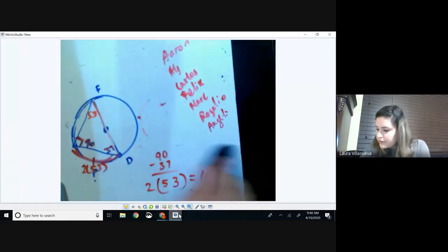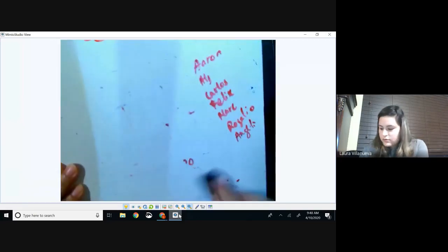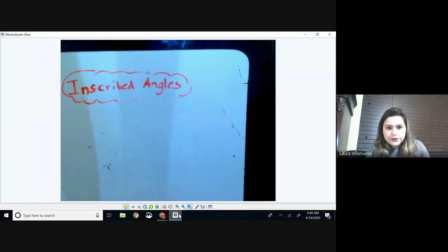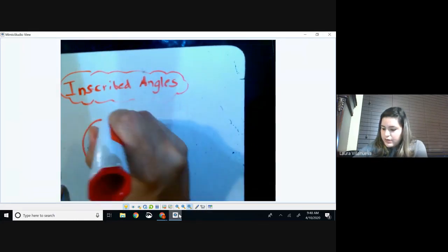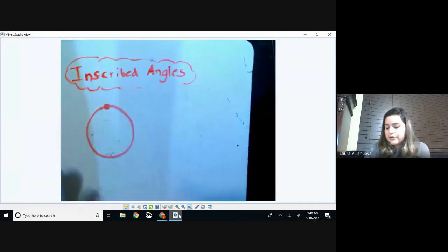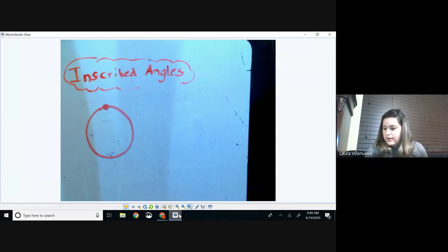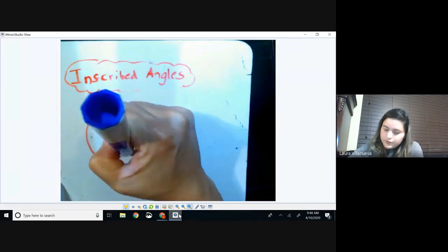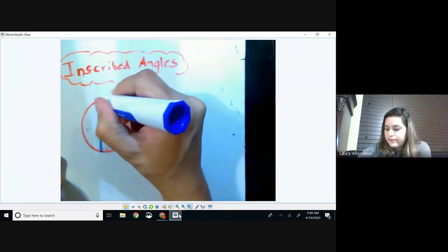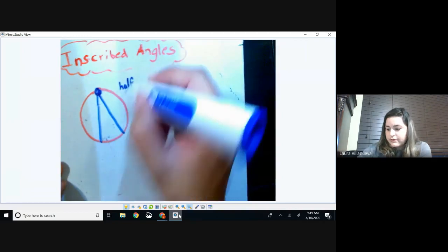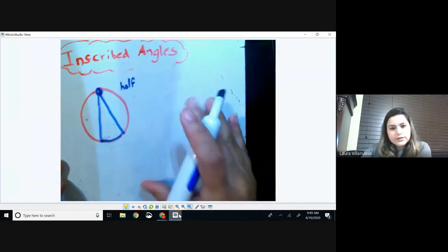Okay, so what I'm going to do is go over a little bit of inscribed angles. And as you remember, an inscribed angle is an angle on your circle. Has to be on your circle. And pretty much what it tells us is that this inscribed angle is half of the arc that it intercepts.